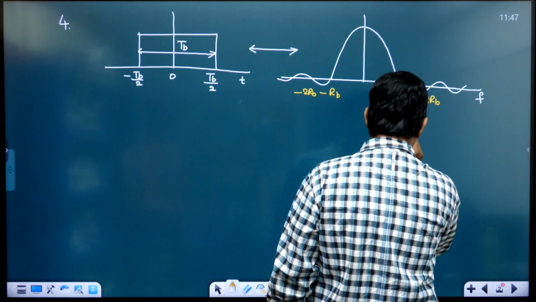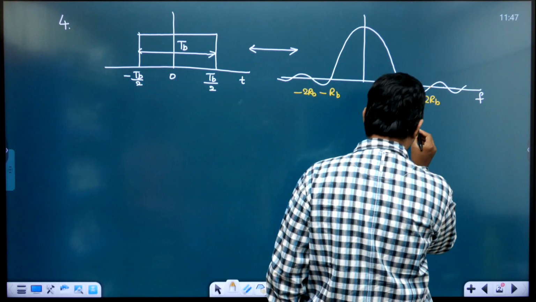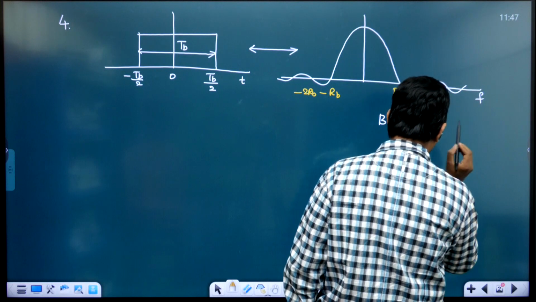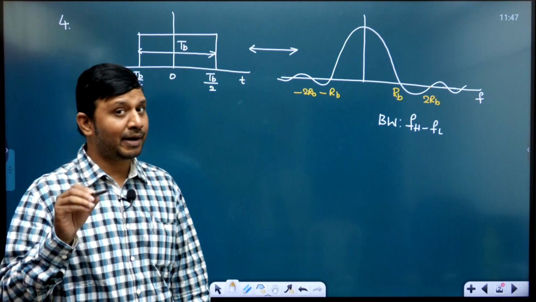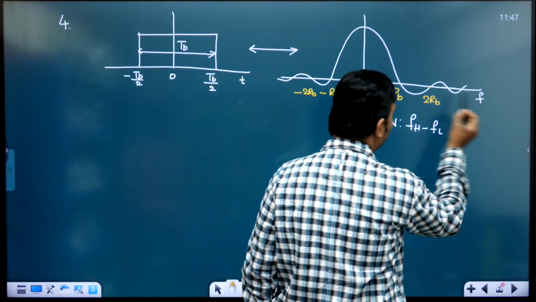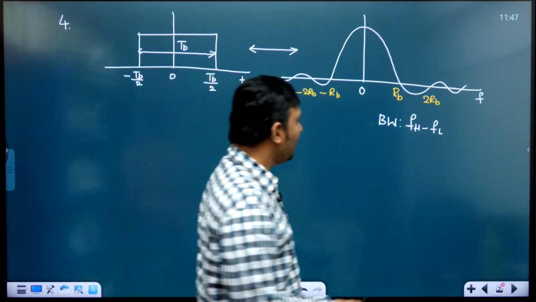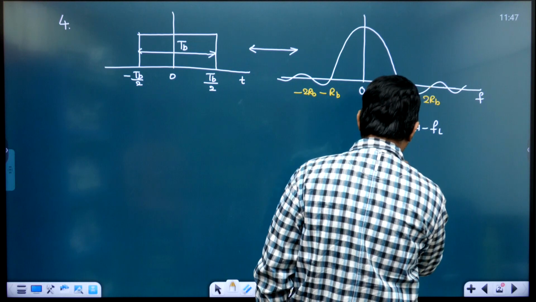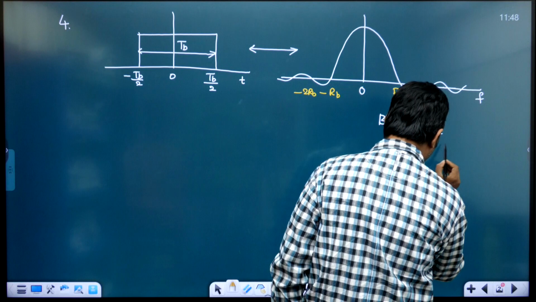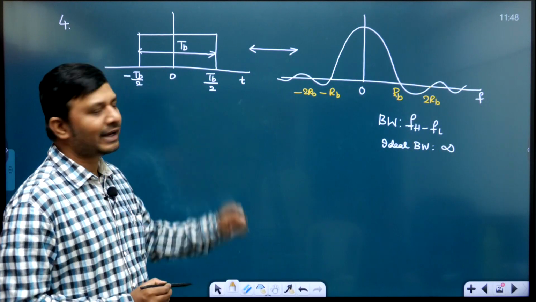And remember, how do we define bandwidth? Bandwidth is defined as the difference between the highest frequency component and the lowest frequency component for positive frequencies. Now, what is the highest frequency component for positive frequency? Infinite. Lowest frequency component is 0, so the ideal bandwidth is infinite for this rectangular pulse.